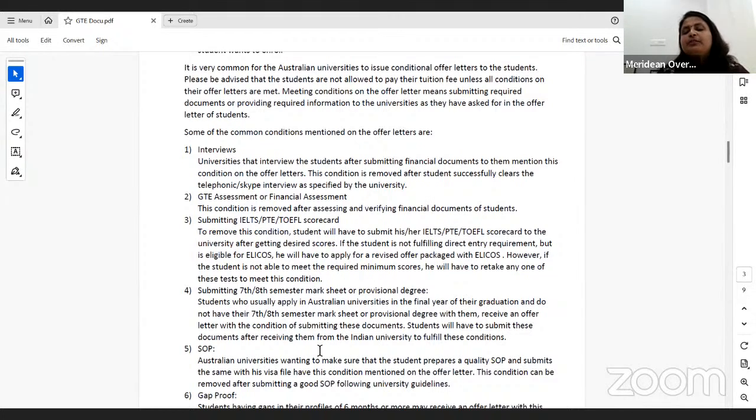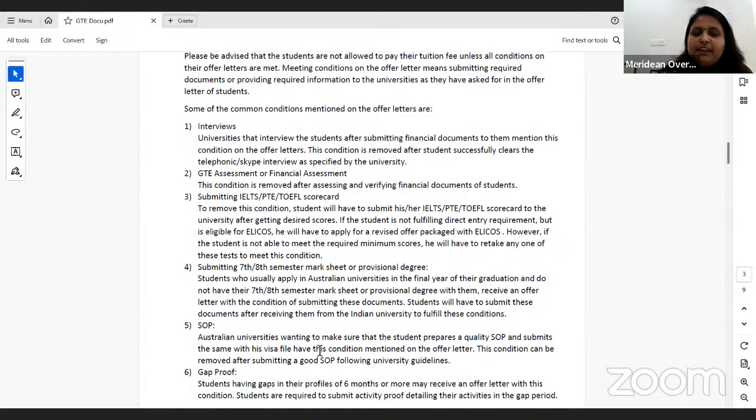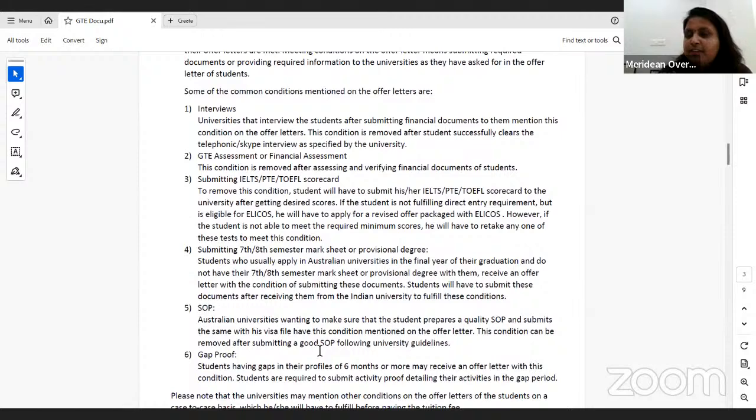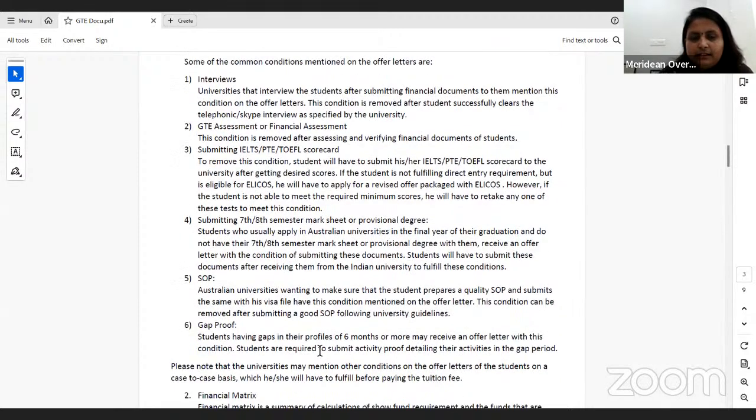So in SOP, you have to give a clear justification about yourself, your vision to study in Australia, your vision to study that particular program and from that particular university, and also your future prospects. So these things you have to clearly mention in your GTE SOP. If you have any gaps, then yes, you have to satisfy those gaps as well.